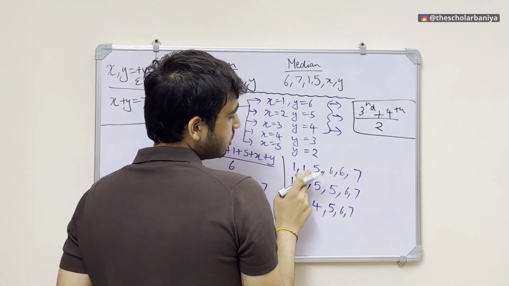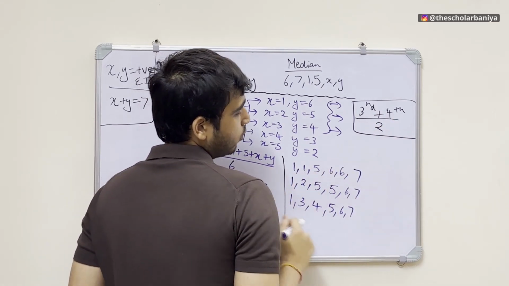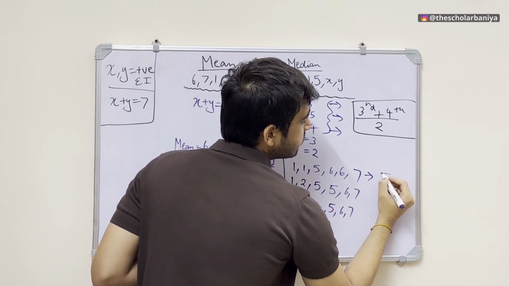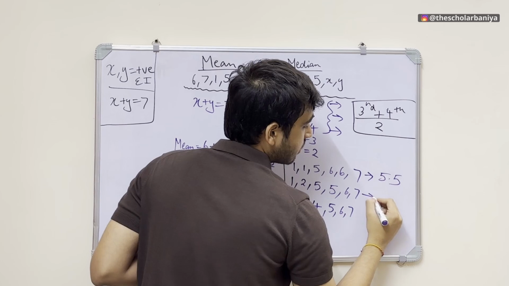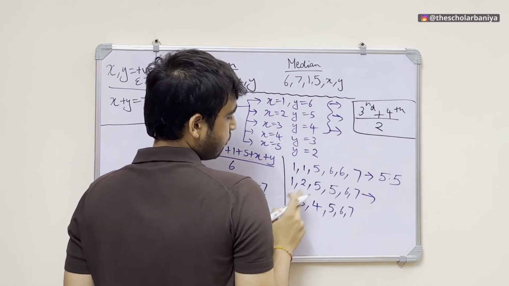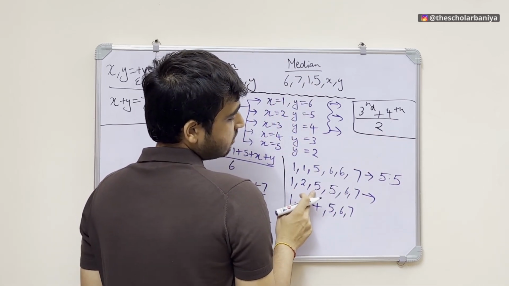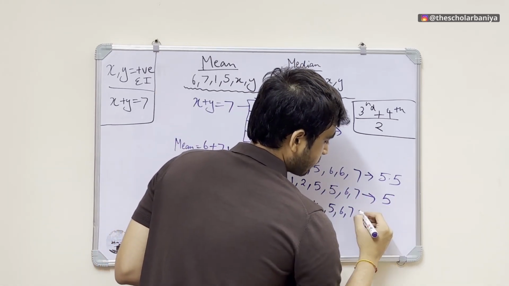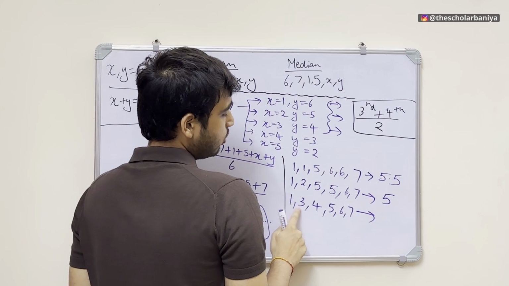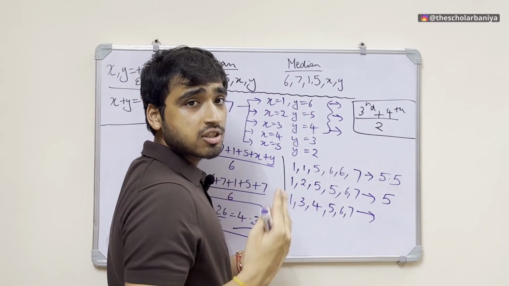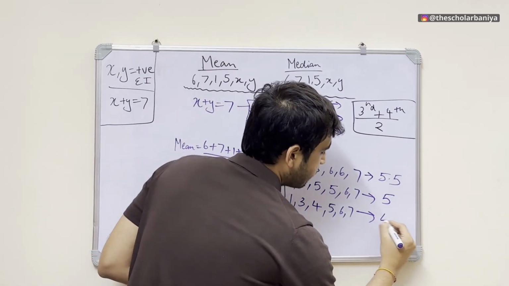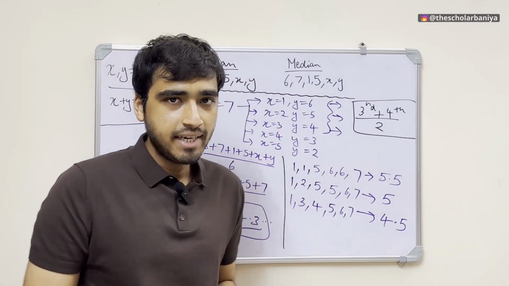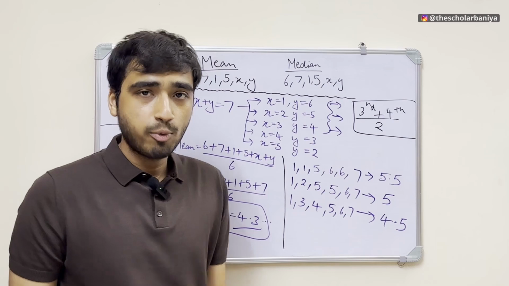So what is third? 1, 2, 3. So 5 plus 6 by 2. That means 11 by 2, that means 5.5, right? Similarly, third plus fourth, 1, 2, 3 plus 4, that means 5 plus 5 by 2, which is 10 by 2, which is 5, right? Similarly, 1, 2, 3 and 4, 4 plus 5, which is 9, 9 by 2, which is 4.5, right? So these are the three possible values of the median: 5.5, 5 and 4.5, right?